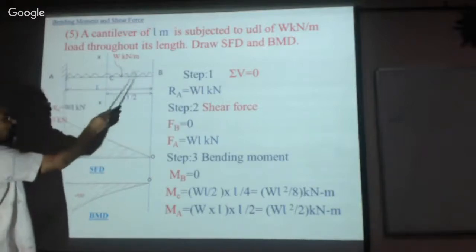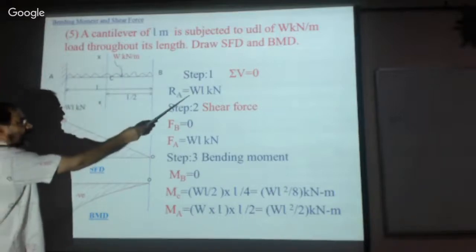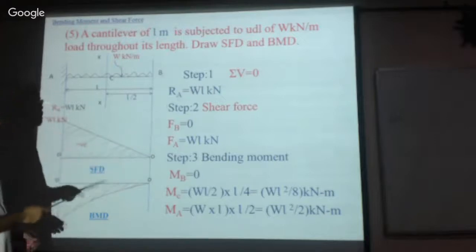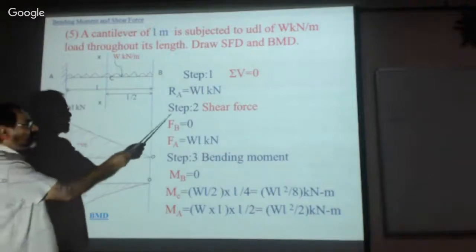W multiplied by L. The total load on the beam is W multiplied by L. WL is acting on the beam. Now, that is the first step, that is one part: the calculation of reactions. The second step is the shear force.